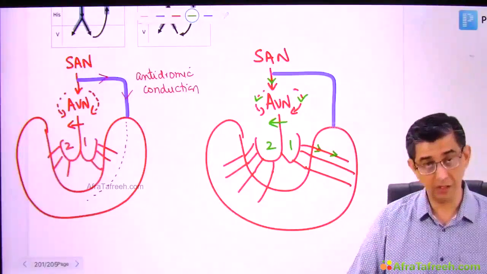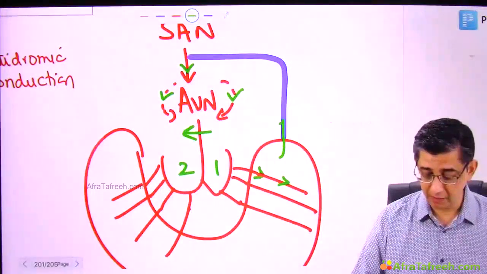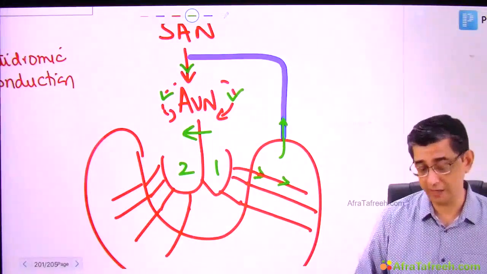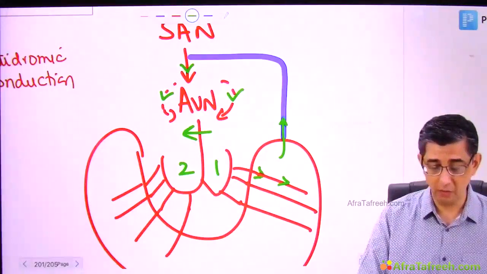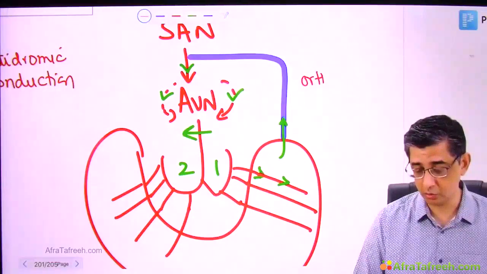But some of this current, I'll just zoom it in, some of the current is actually re-entering via the bundle of Kent. In green, I have at the moment highlighted what is a reverse conduction occurring in the bundle of Kent, and this is called orthodromic.